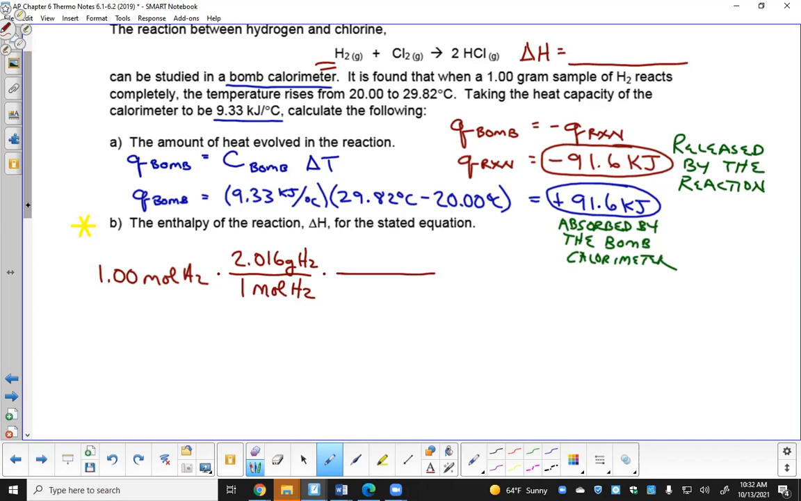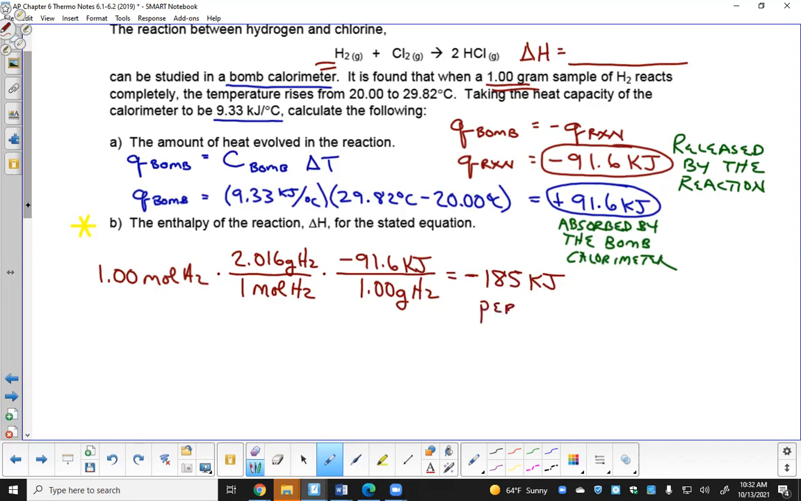But then here's the neat part. From this reaction, that 1 gram of hydrogen gas produced 91.6 kilojoules of energy. So I can use that as a conversion factor. Minus 91.6 kilojoules per 1.00 grams of hydrogen gas reacting. And that gives me a value of -185 kilojoules. That's given off by that reaction. When 1 mole of hydrogen reacts, in that reaction, -185 kilojoules of energy is produced.